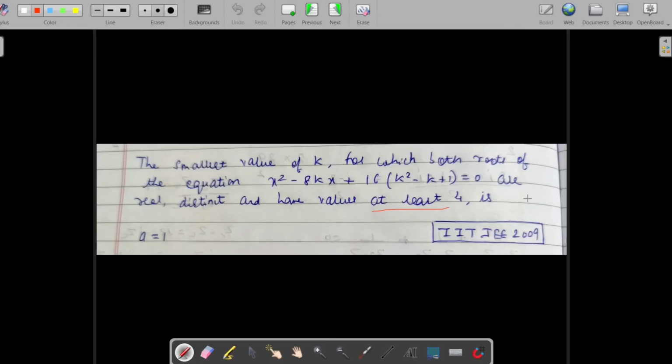So the least value is 2. That is the answer of this question. How simple. Because you know all the cases now. Otherwise, if you do not know, you will have to visualize the graphs and think which condition this might be.